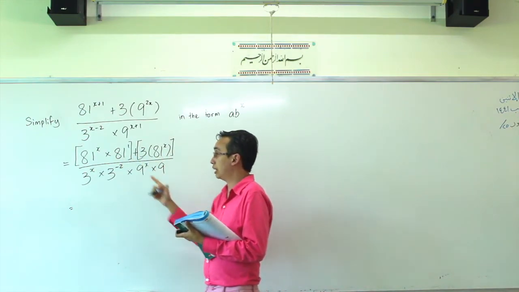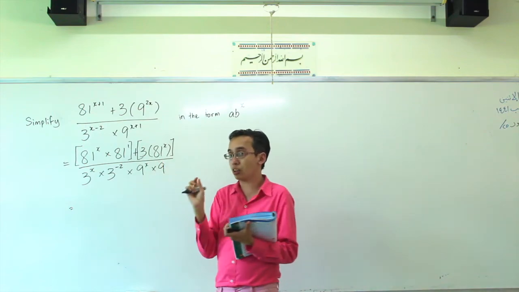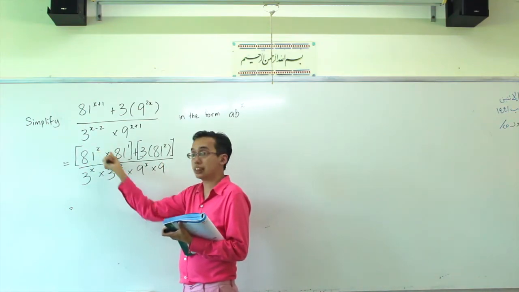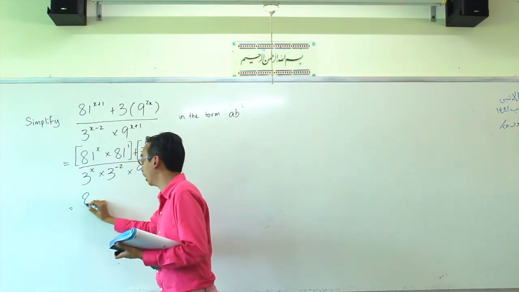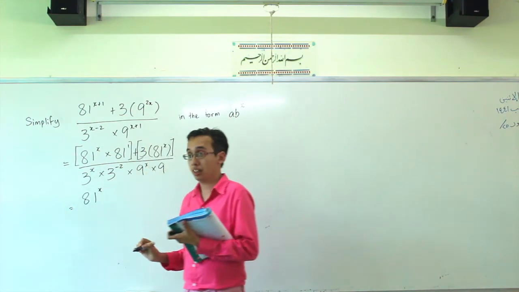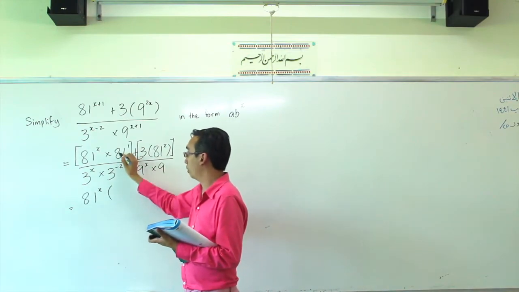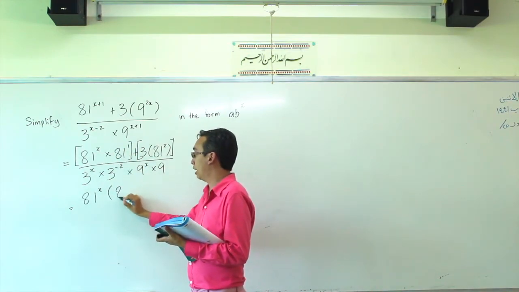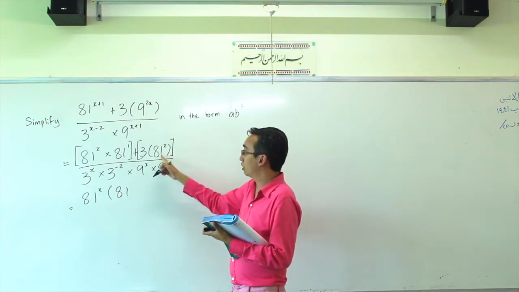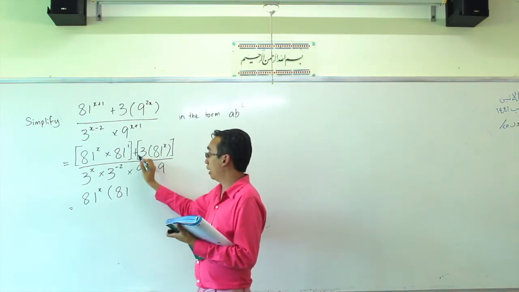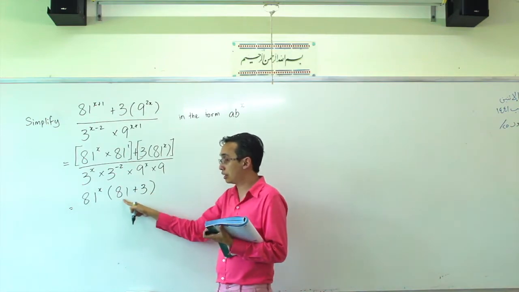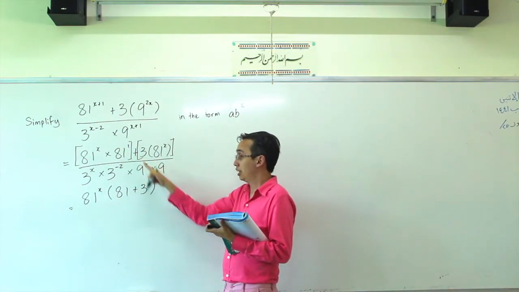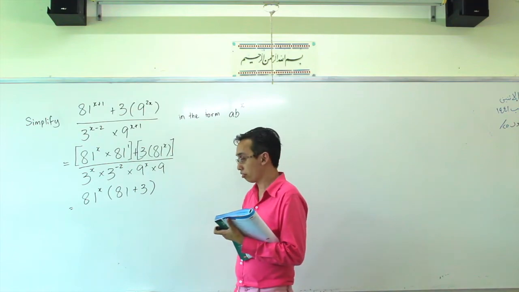Because it's an addition of two terms, there is a common term here. There's 81 to the power of x here, and there's also 81 to the power of x here. So we can take out, or factorize, the 81 to the power of x. And we are left with, over here on the left, 81. On the right, there's 3. But it's plus, so plus 3. The 81 comes from the first term, plus the 3 comes from the second term.